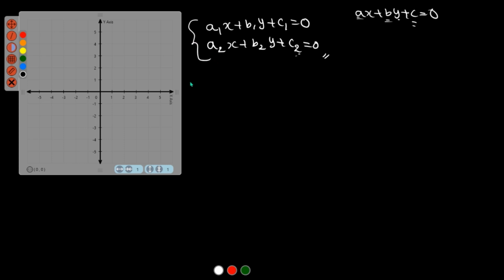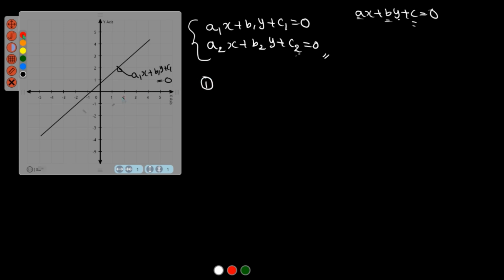Right now we are studying a pair of two linear equations. So what kind of relation can these two lines have? Let's take the first line, a1x plus b1y plus c1 is equal to 0. This is the first line I have taken. So how can the second line be for this? It has three options.